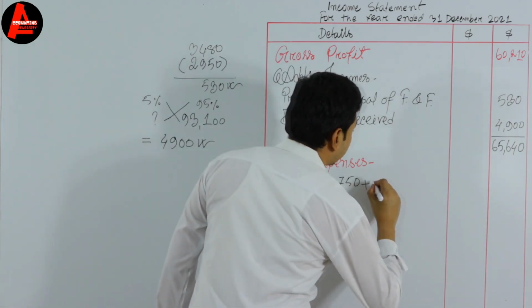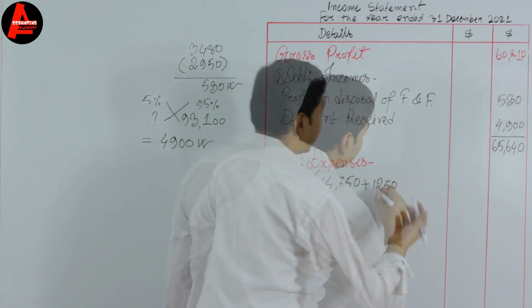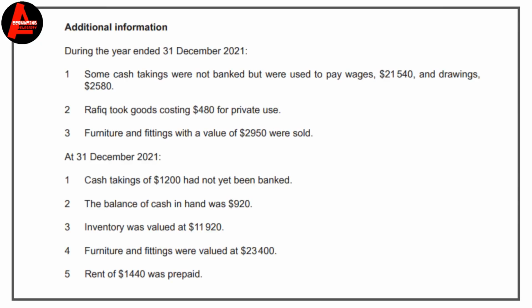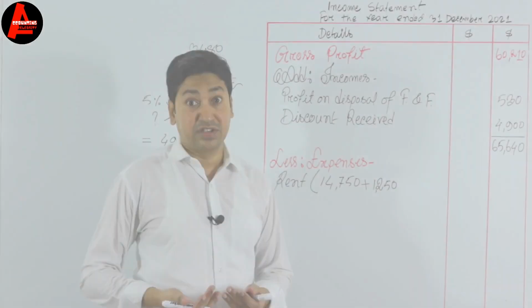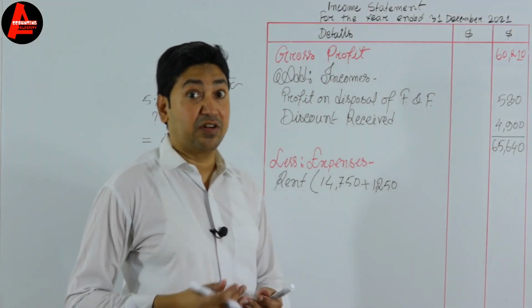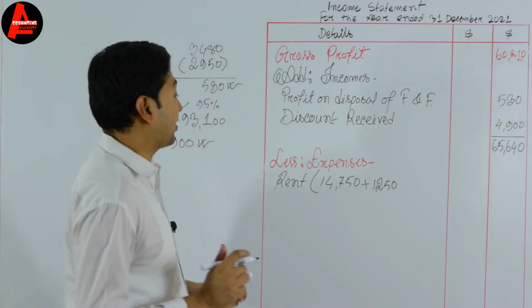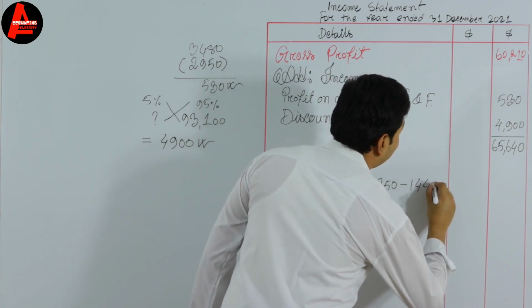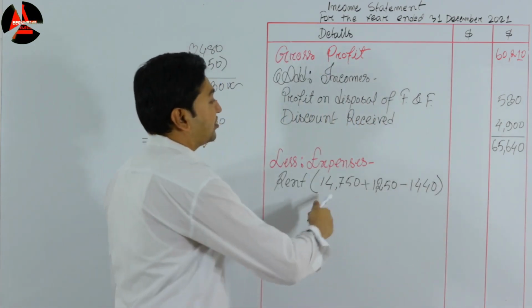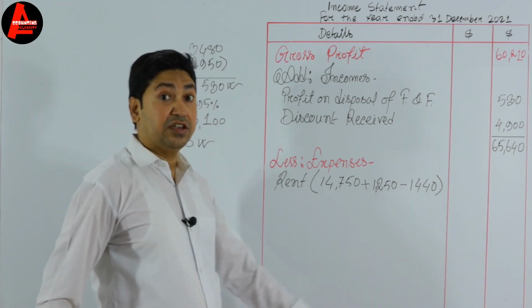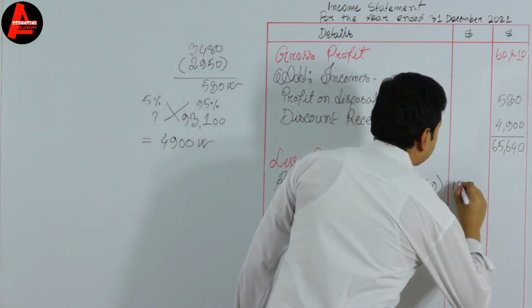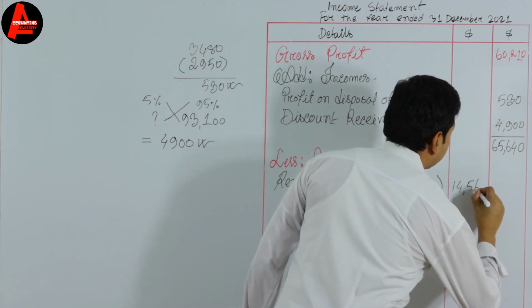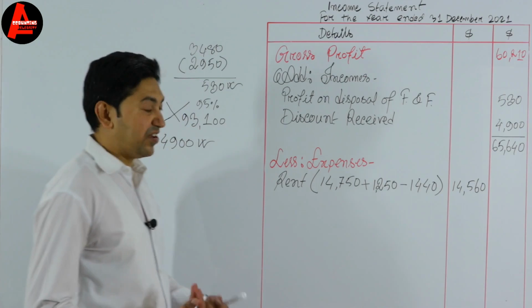So let us write here plus $1,250. We have one more rent item in the question. Look at adjustment number 5, rent of $1,440 was prepaid. This is the closing amount of rent prepaid, so this will be subtracted here. Let us minus $1,440. Now if we add these two amounts and subtract from the addition, we get $14,560. Great, we finished.